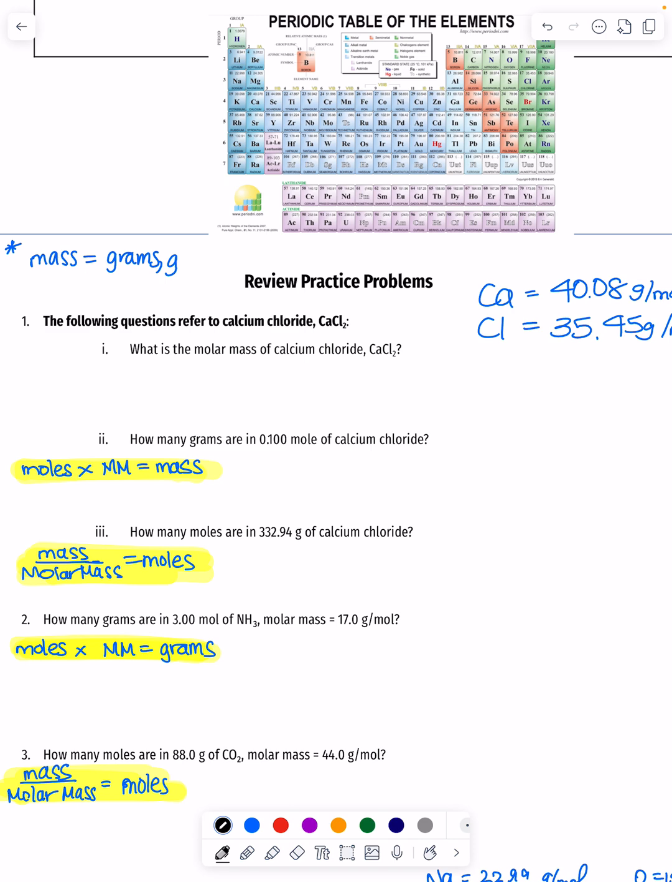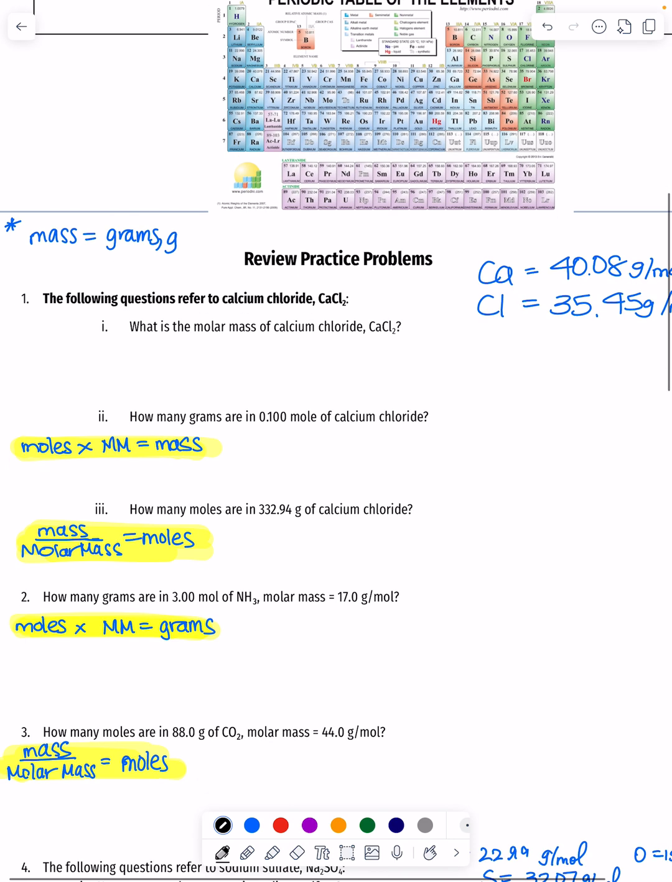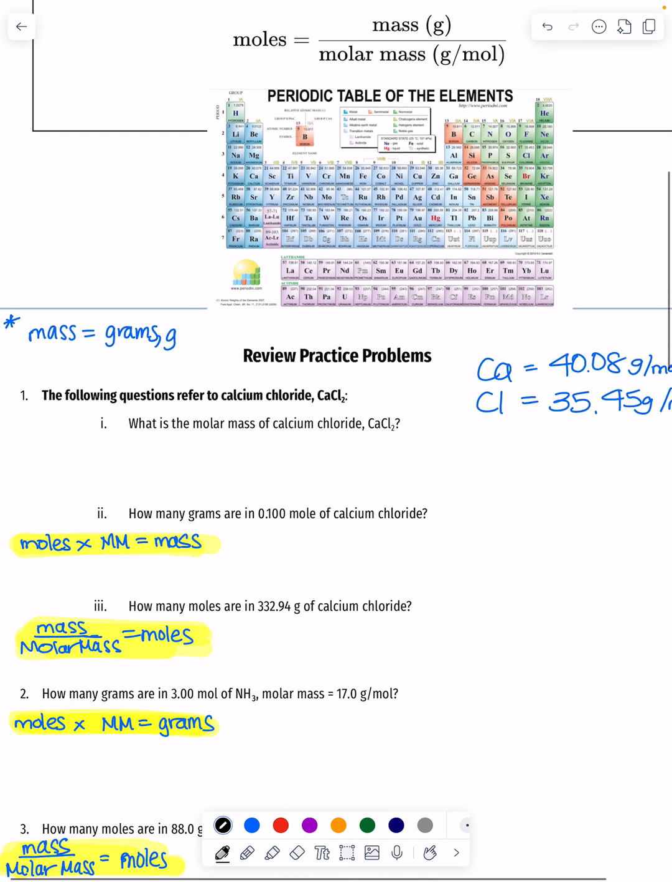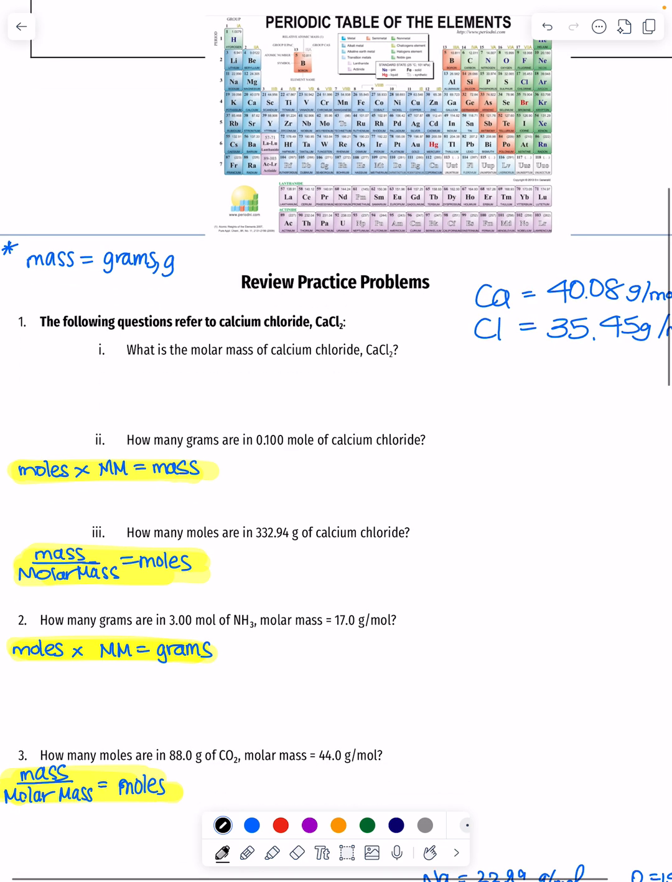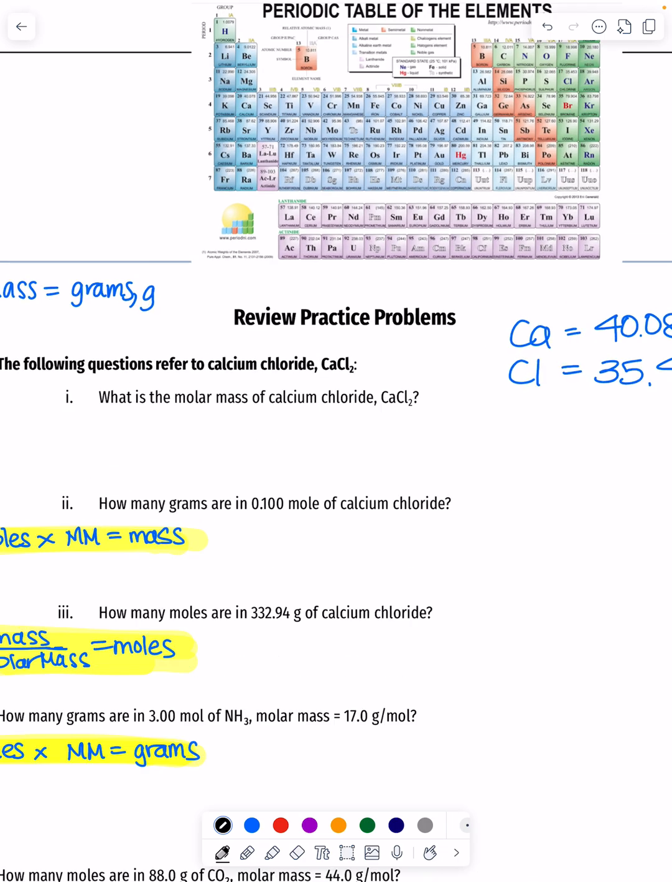Let's look at the first one. It says the following questions refer to calcium chloride, which is CaCl₂. I do have a small version of the periodic table here. I could zoom in. If I want to get the molar mass, which is the first question, what is the molar mass of CaCl₂? I need the masses of each element on the periodic table.